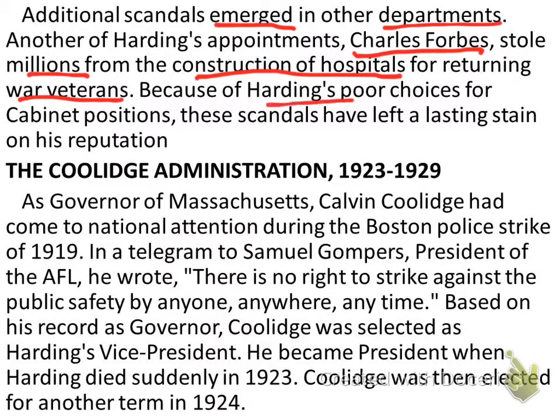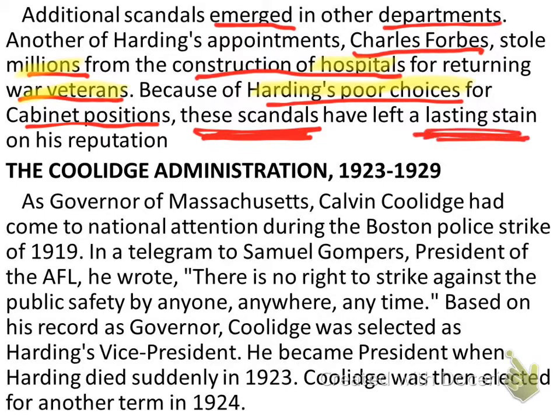Because of Harding's poor choices, and again, this cannot be overemphasized, he wasn't a bad man. Harding was not a bad man, but he had a lot of bad friends. He chose these people for cabinet positions. Again, they're in charge of a lot of money. They had a lot of power and influence they could sell for their own personal gain. These scandals, the Teapot Dome scandal, the scandal involving millions of dollars being stolen from hospitals being built for veterans, these scandals left a long-lasting stain upon his reputation.